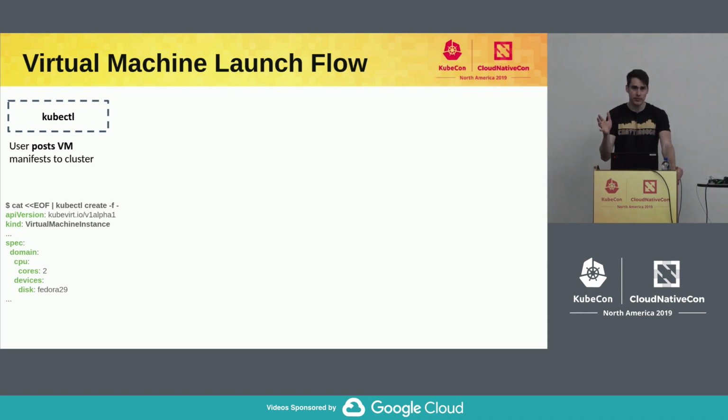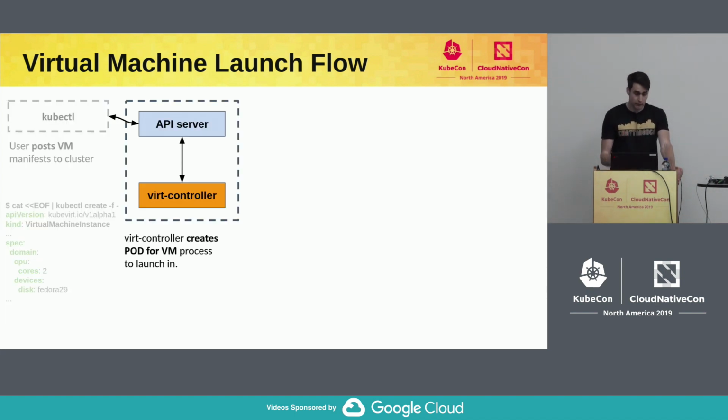So to demystify everything that's involved with bringing up that process, I'm going to go through the virtual machine launch flow. It starts with defining your virtual machine instance in a manifest. You use the standard kubectl client command to post that manifest to your cluster. That VM object is going to hit the API server and be persisted in etcd.